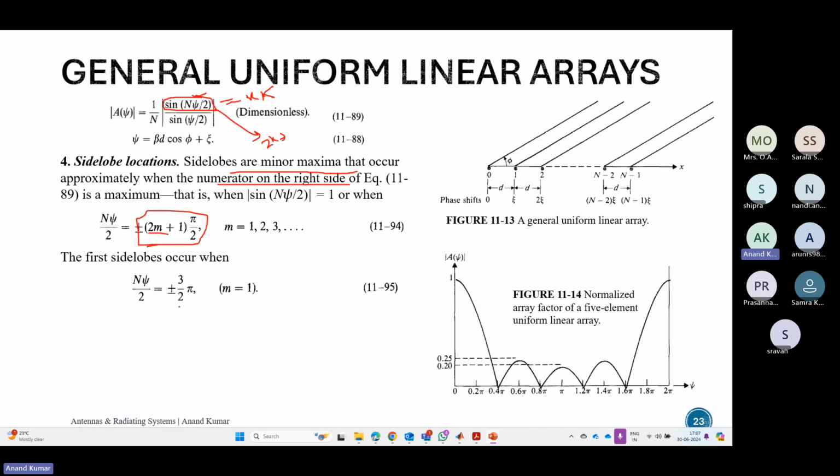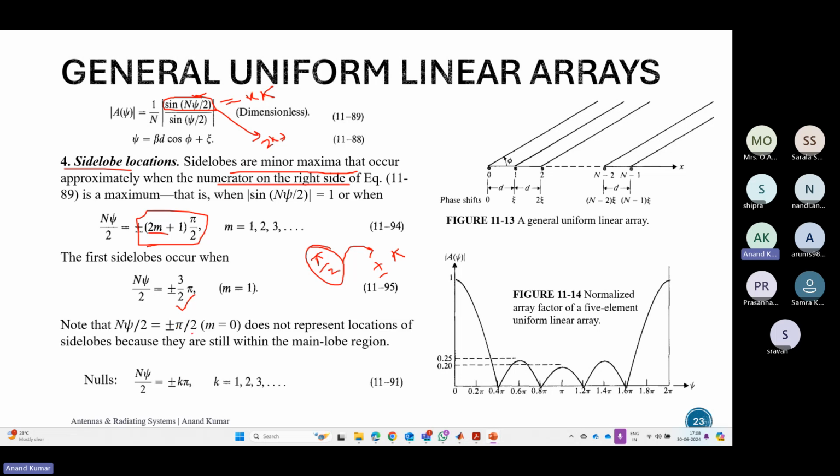So the first side lobe occurs at 3 pi by 2. It doesn't occur at pi by 2, because if you remember, the first nulls are at plus minus pi, so this particular value lies inside the first major lobe. So this is how we get the side lobe locations. This is the location of the null. The first null occurs at plus minus pi. Hence, this implies that we cannot have a side lobe at pi by 2. The first side lobe maxima occurs at 3 pi by 2.